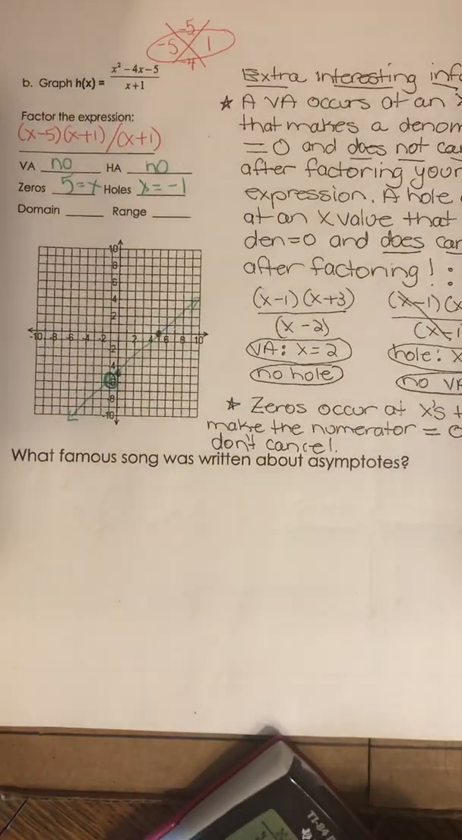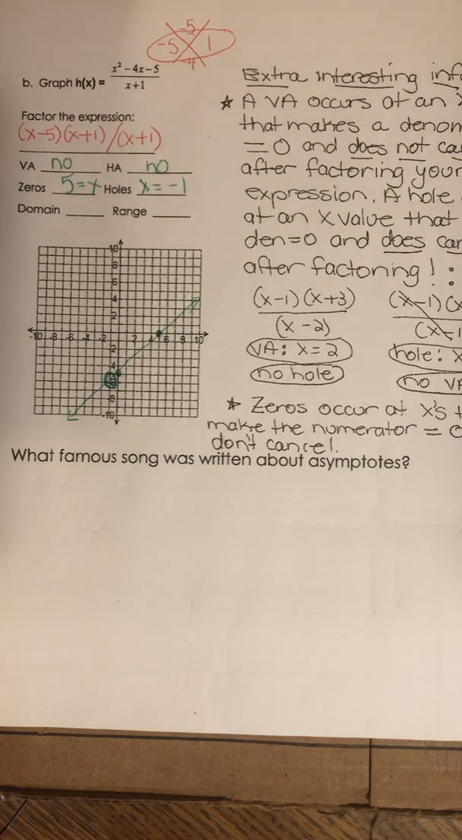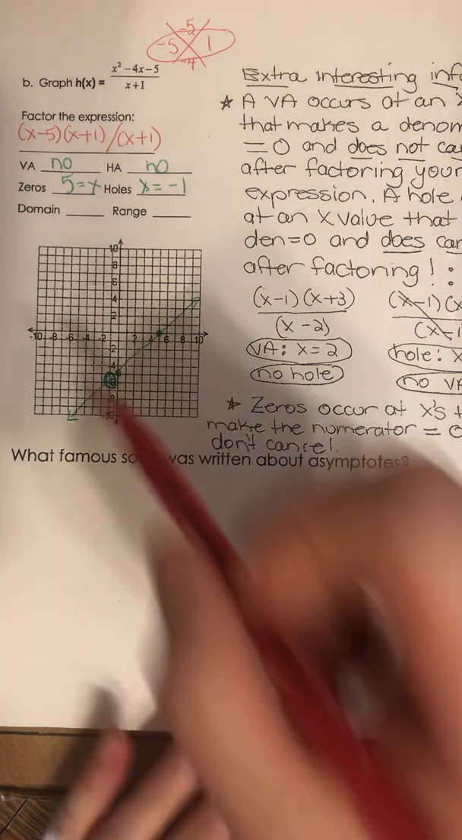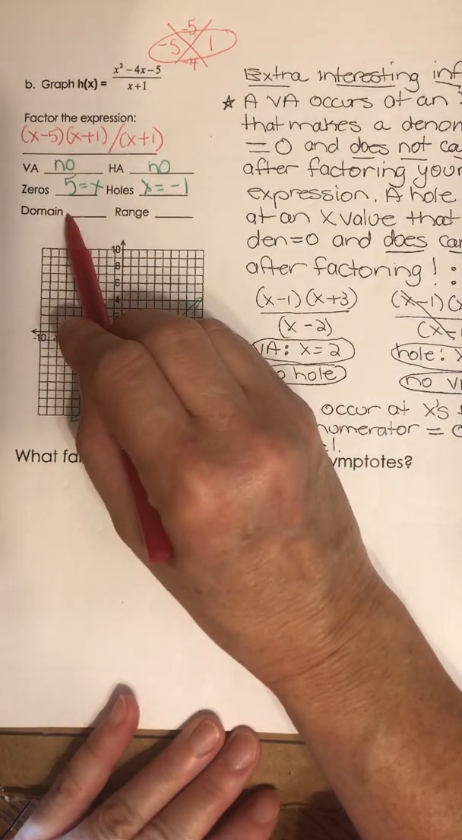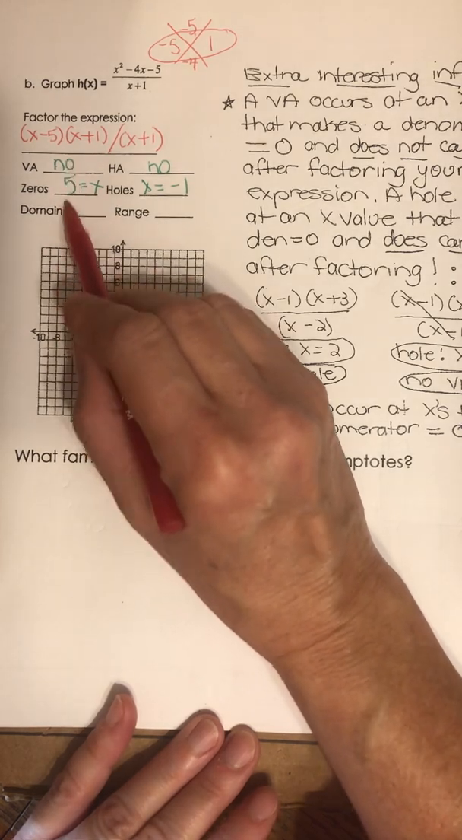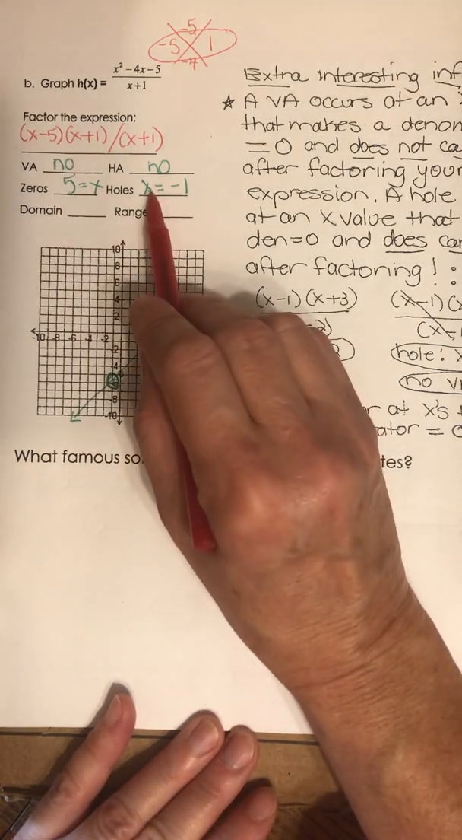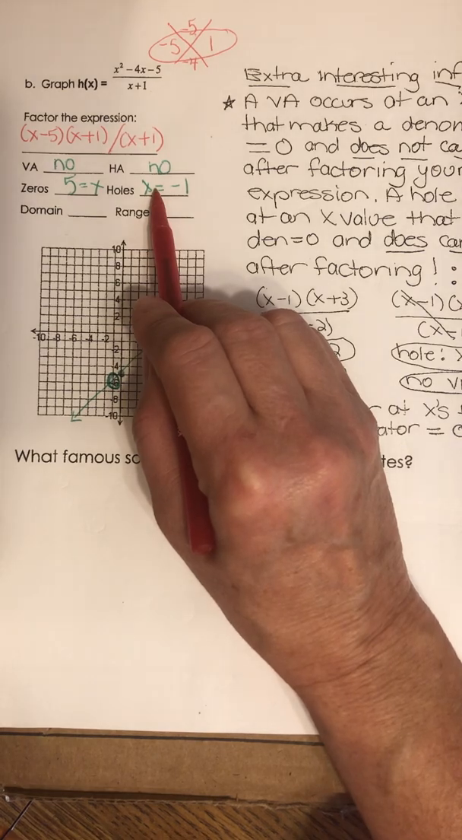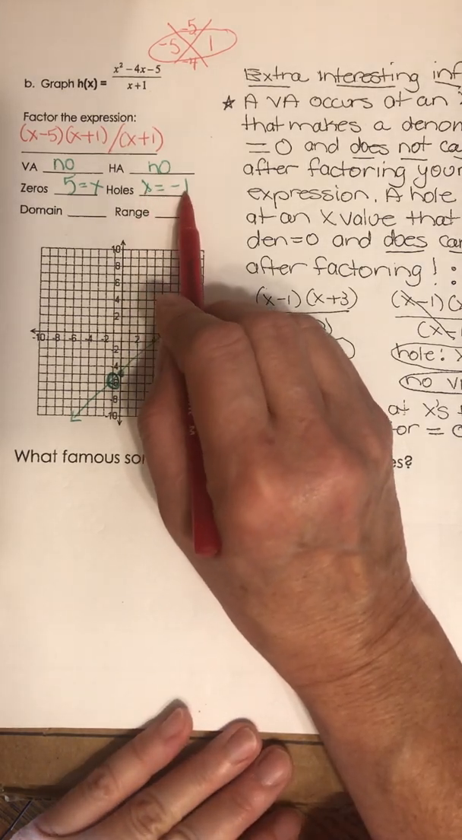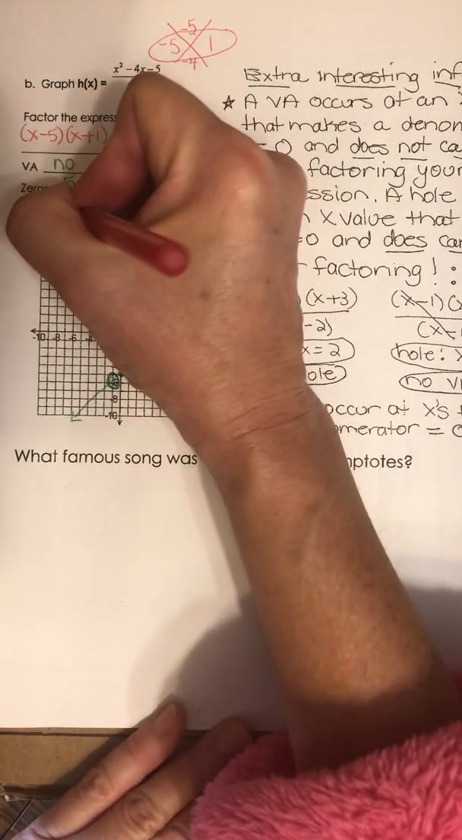There we go. The domain, let's take a look. That is where x's do not have any y's. I look at the VA, there weren't any. But look, we said on the table that where x was negative 1, there was no y. So we're going to say x cannot be negative 1.